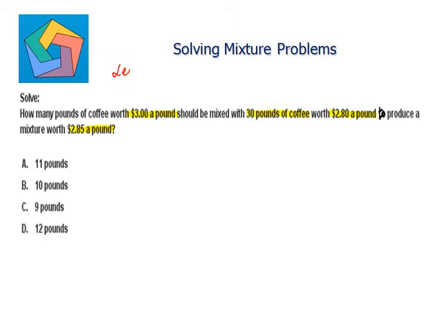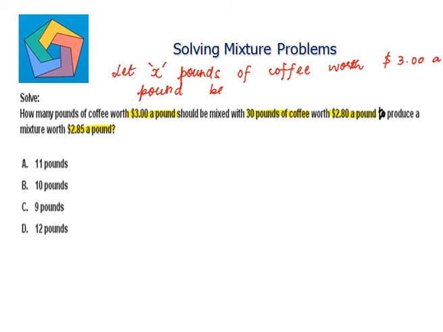So let X pounds of coffee worth $3 a pound be mixed. Now whenever we are solving mixture problems, we will calculate the total which we are mixing and equate it to what we get as the total mixture.